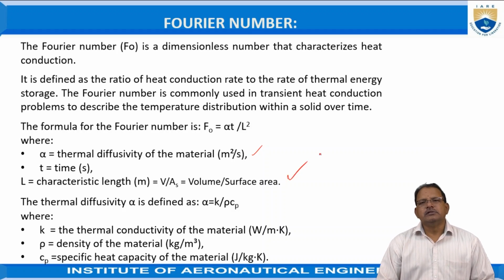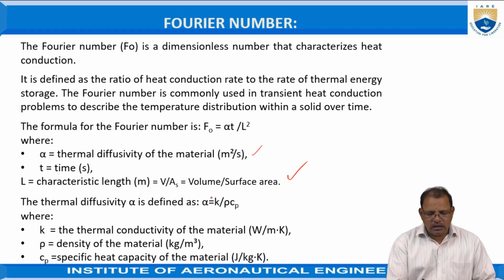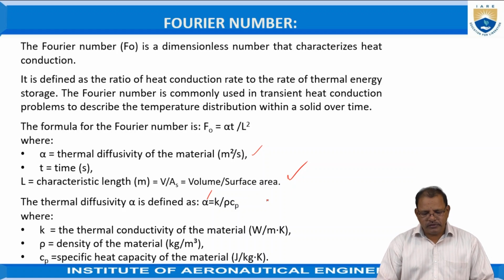Here, the thermal diffusivity alpha is defined as alpha is equal to K divided by rho Cp, where K represents the thermal conductivity of the material, measured in watts per meter per degree Kelvin. Rho is the density of the material, with units of kg per meter cube, and Cp represents the specific heat capacity of the material, measured in joules per kg per degree Kelvin.